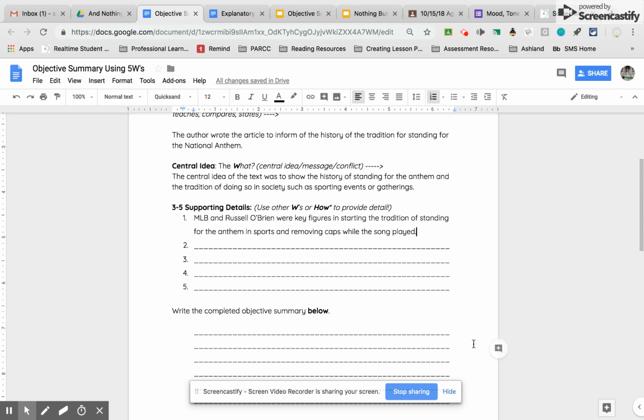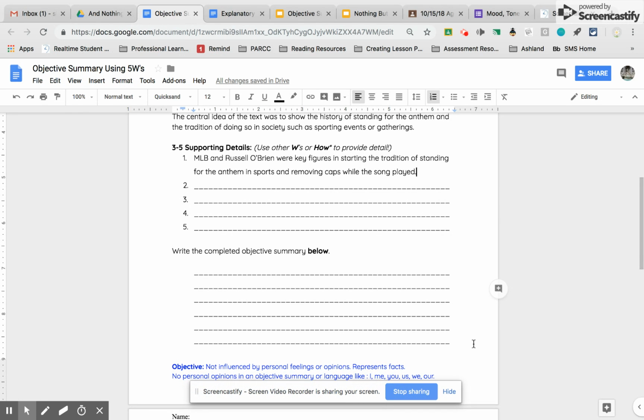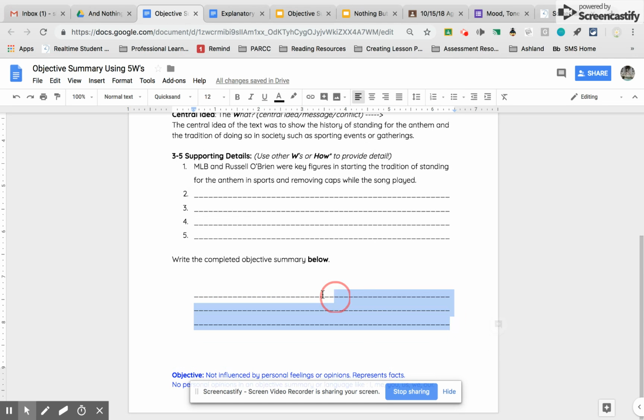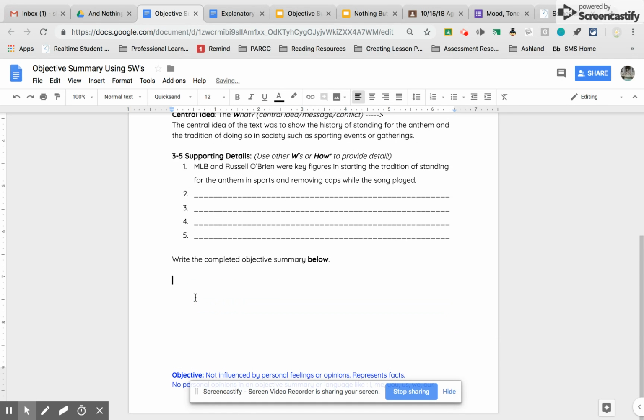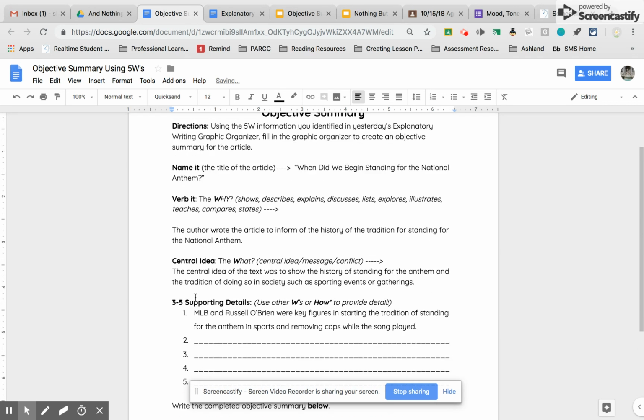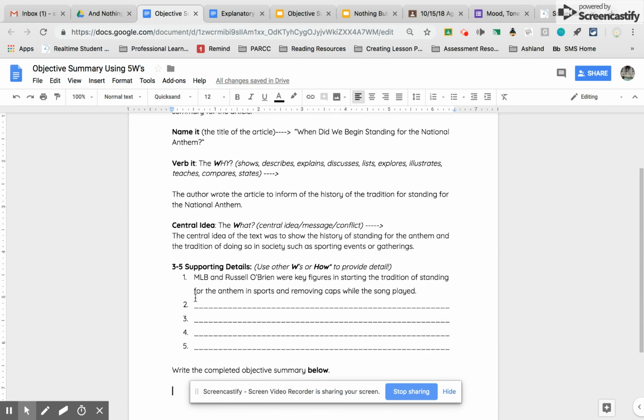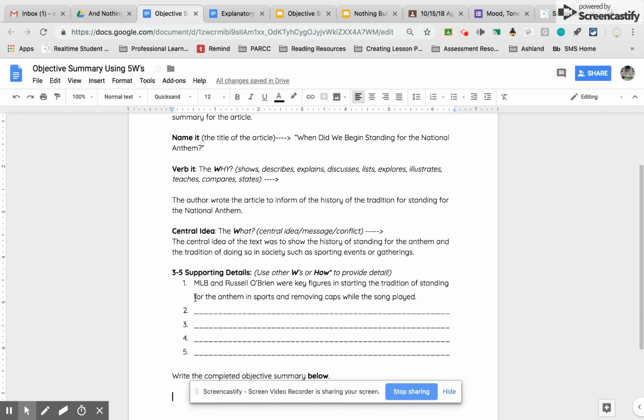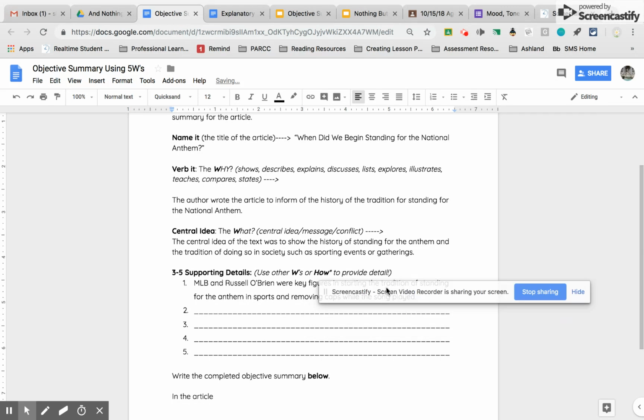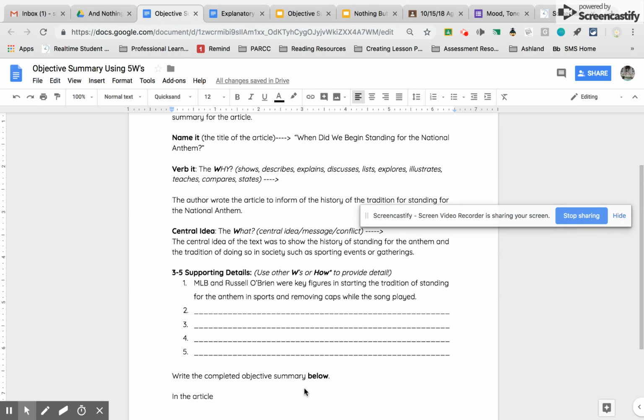If I want to add some more that I noted that could be important, I will then add those in here. So then what I'm going to do is I'm going to now write my completed objective summary down here. So I would get rid of this information. And that way I have some room to start writing my objective summary. I'm going to put all of the information that I put from my graphic organizer here in the correct order. And I'm going to start with name it. So in the article, let me scooch this out of the way. In the article titled, "When Did We Begin Standing for the National Anthem?"